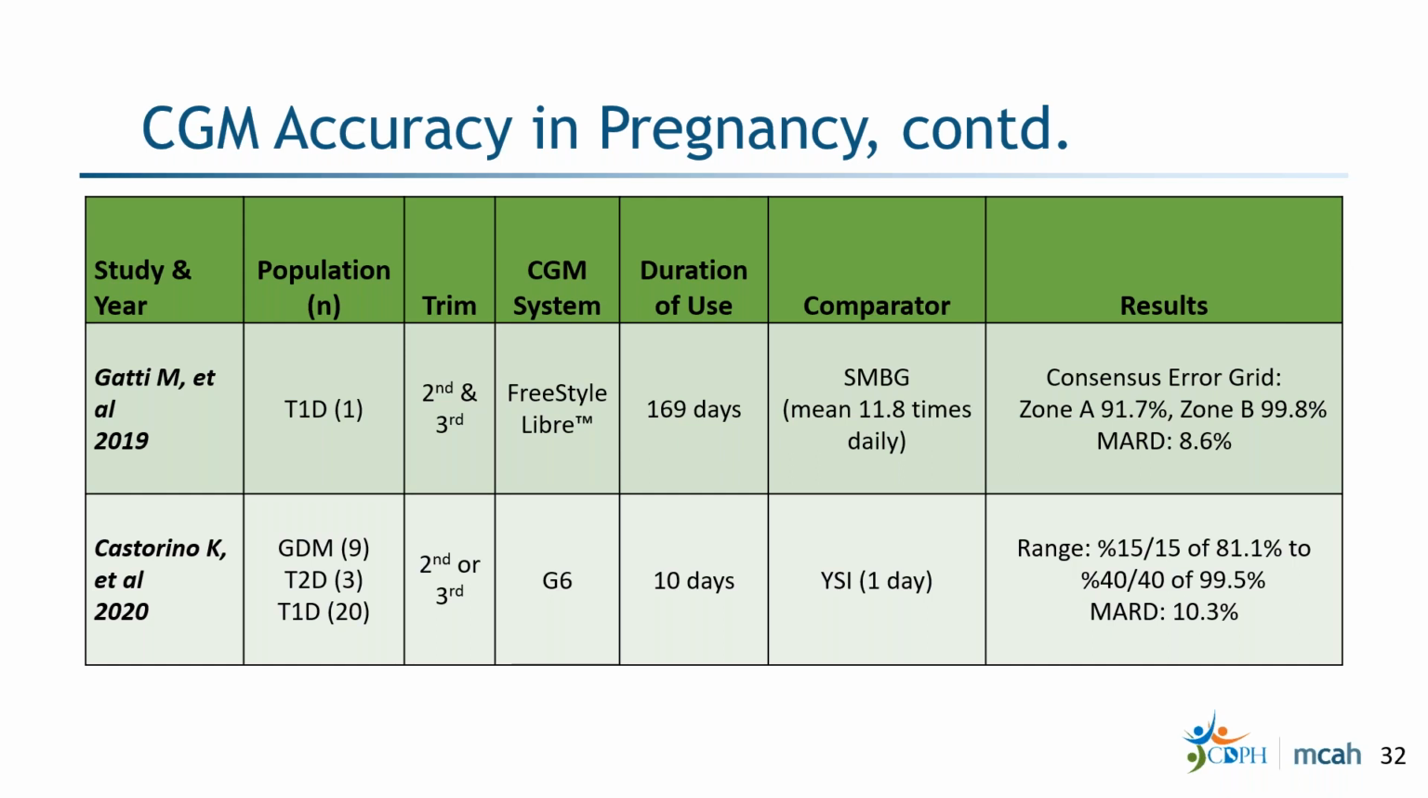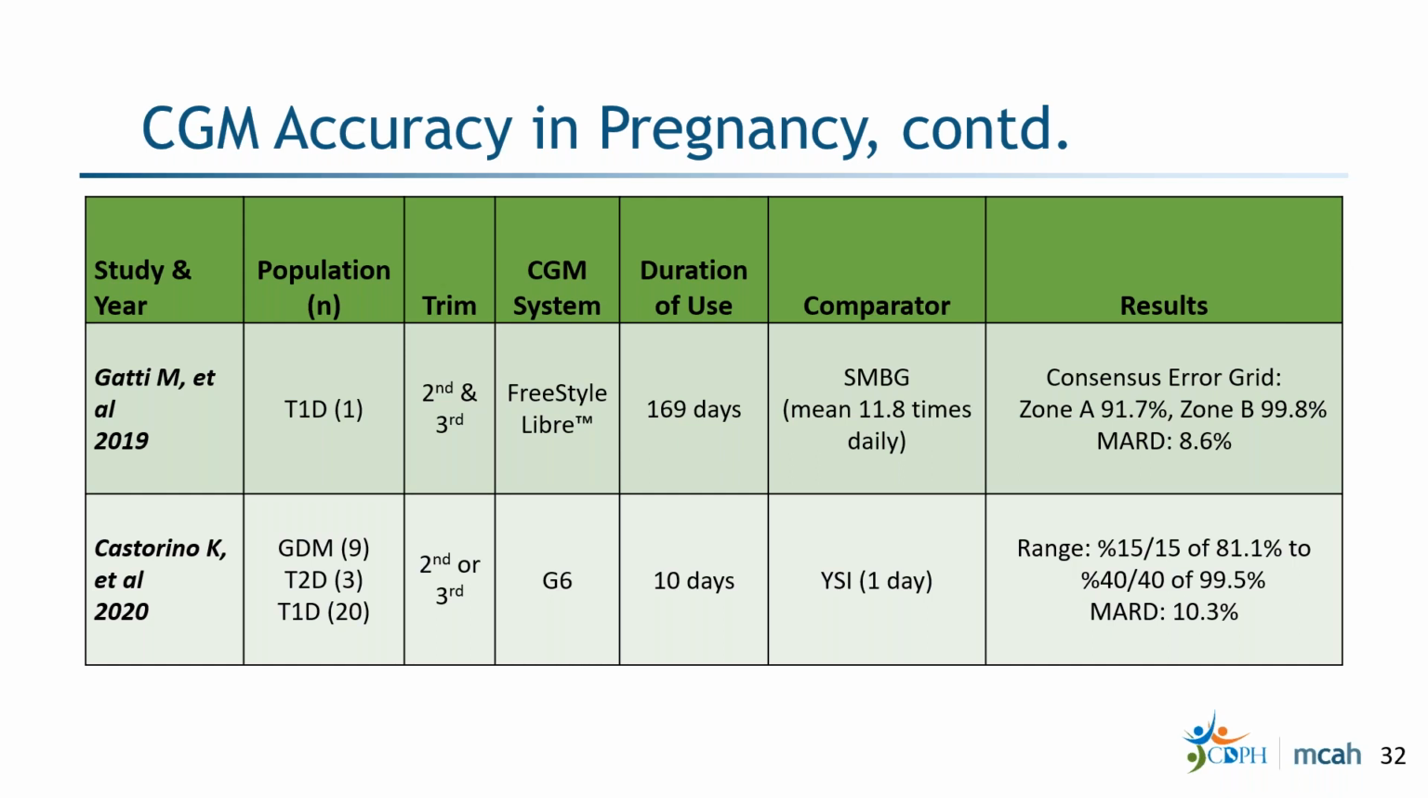And here we actually see from this trial that the consensus error grid showed that being in zone A or zone B was 99.8%, but the MARD of this trial was 8.6%. So that was lower. Again, I want you to just keep in mind that these trials are going to vary depending on what data points they used. So that's why sometimes you see differences.